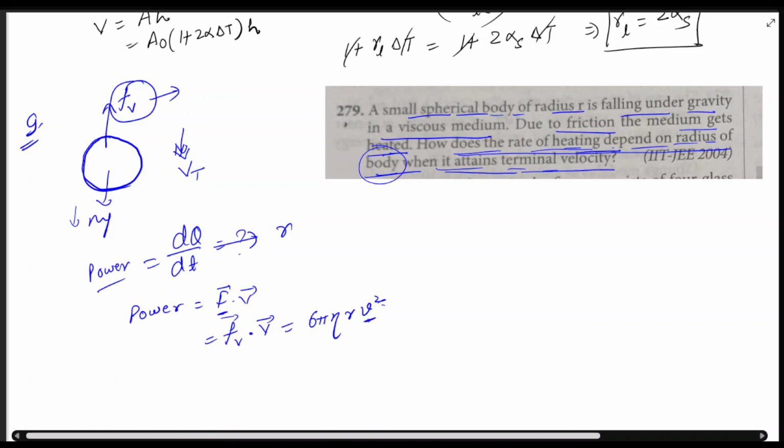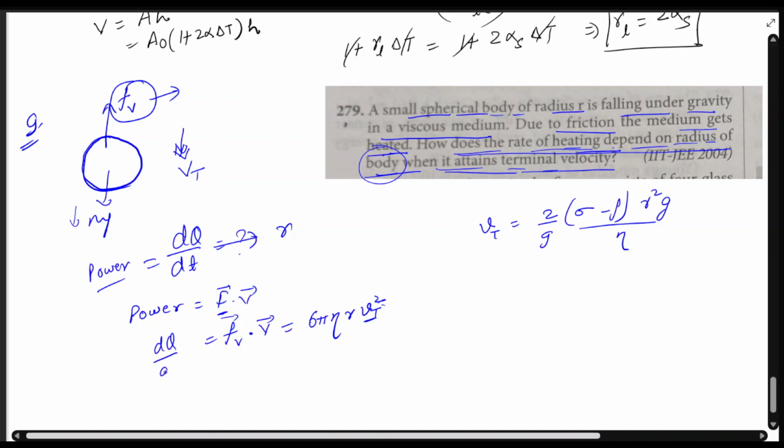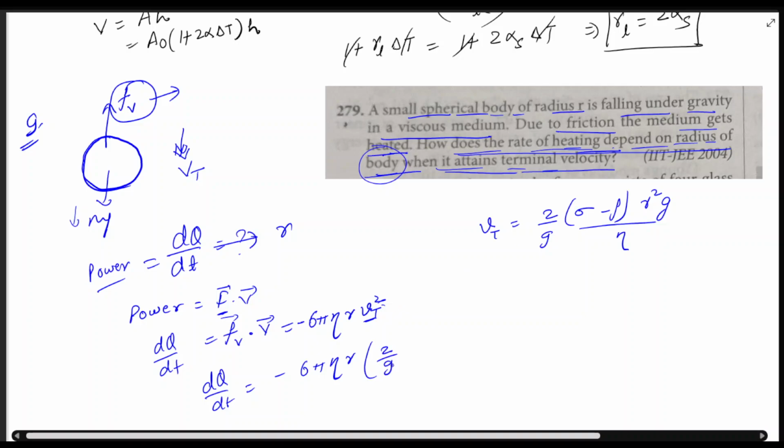Now we have to find v in terms of r. We know the formula of terminal velocity was 2 by 9, the complicated one, (sigma minus rho) r square g divided by eta. So this power was dQ by dt. Of course, it is negative. So dQ by dt will be minus 6 pi eta r, and vt will be 2 by 9 (sigma minus rho) r square g by eta, to the whole square.